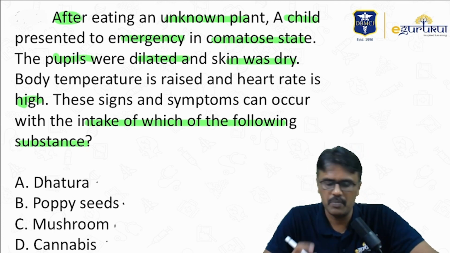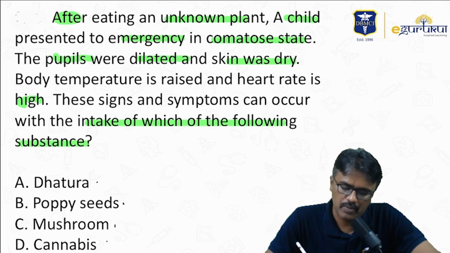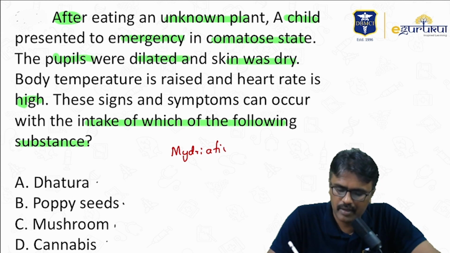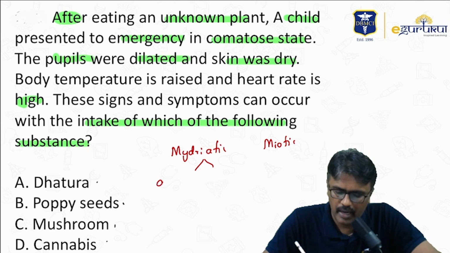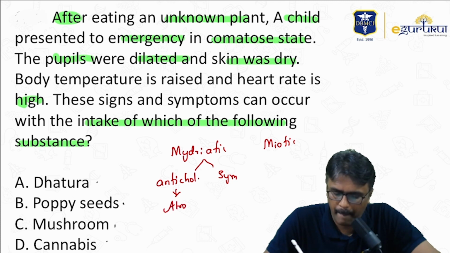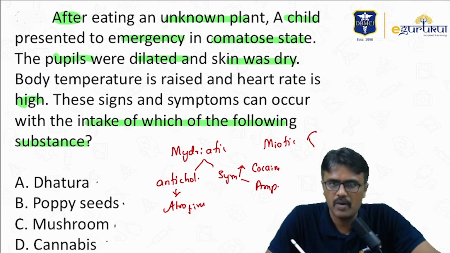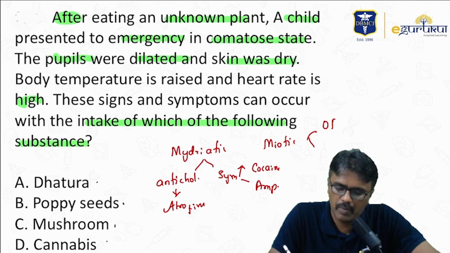Now, a simple pupil can tell you the poison. Suppose the pupil is mydriatic or miotic. Now, remember, if it is mydriatic, two things are possible. It may be anticholinergic or it may be sympathetic. Anticholinergic such as atropine, sympathetic such as cocaine, or it may be amphetamine. Now, miotic, two possibilities. One is OP poisoning, that is cholinergic, and one more is opioid.